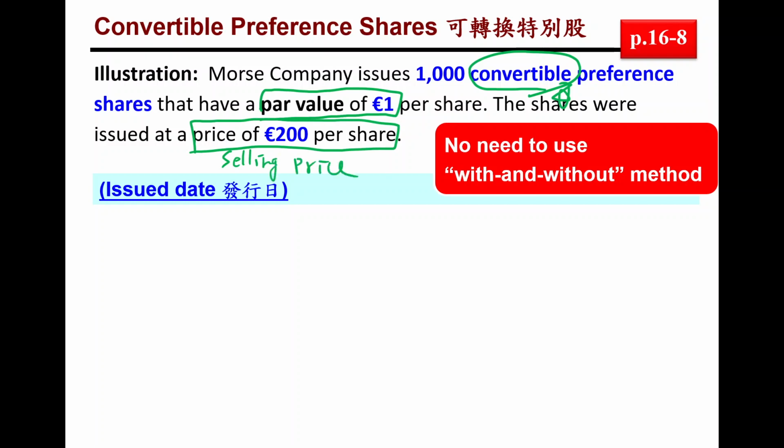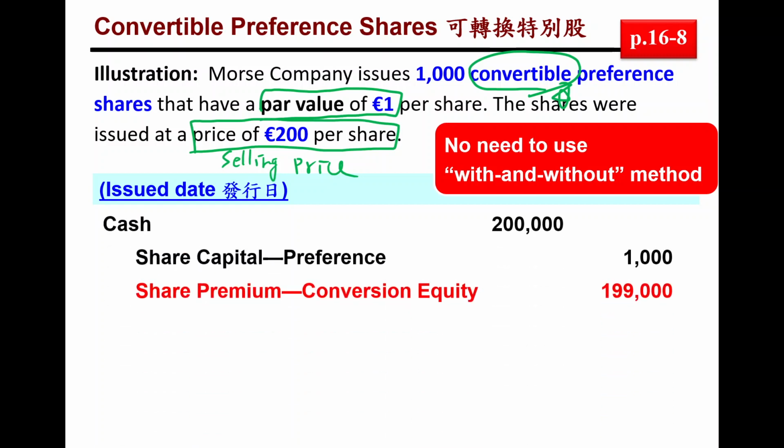Then how do we recognize it? Because all of them are equities, we don't need to use the with and without method. We just put them all together, the same as how we recognize issuing ordinary shares. Selling price $200,000 for 1,000 shares. Share capital for par value, the others go into share premium. But here we use a dash, conversion equity, to tell that these shares are convertible preference shares.